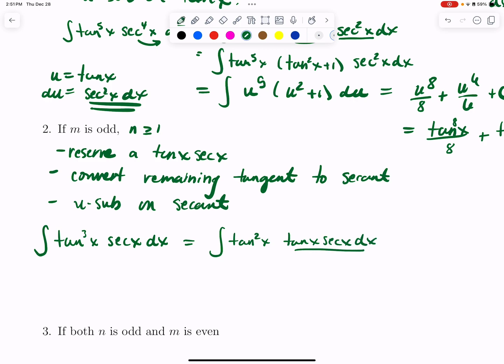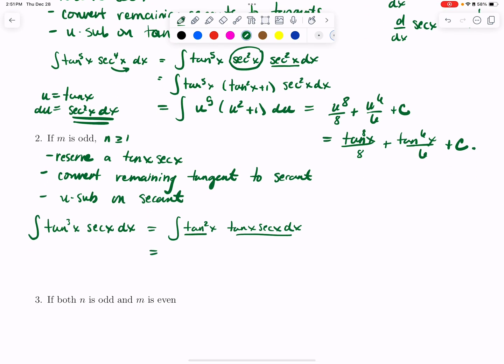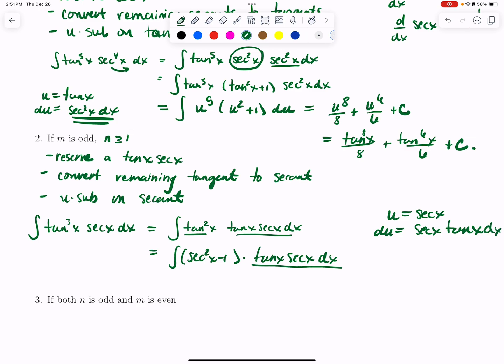That's reserved. I'm going to convert the tangent squared to secant squared using the Pythagorean identity, but this time it's secant squared minus 1. So this becomes secant squared x minus 1, times tangent x secant x dx. And now we do a u sub on secant. Du then is secant x tan x dx, which is right there. So then this integral is just u squared minus 1 du.